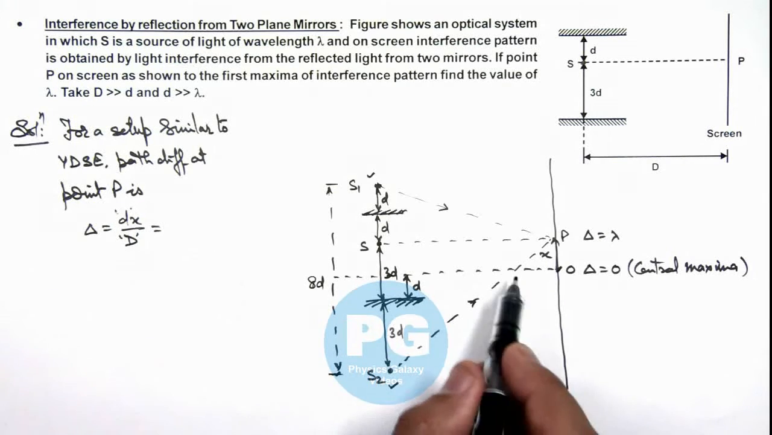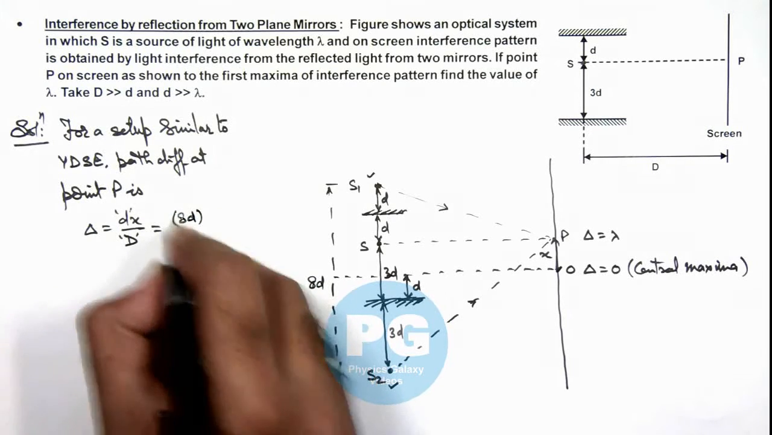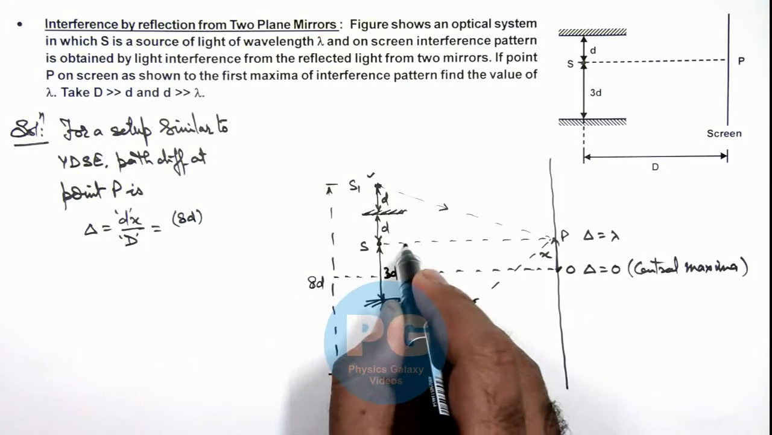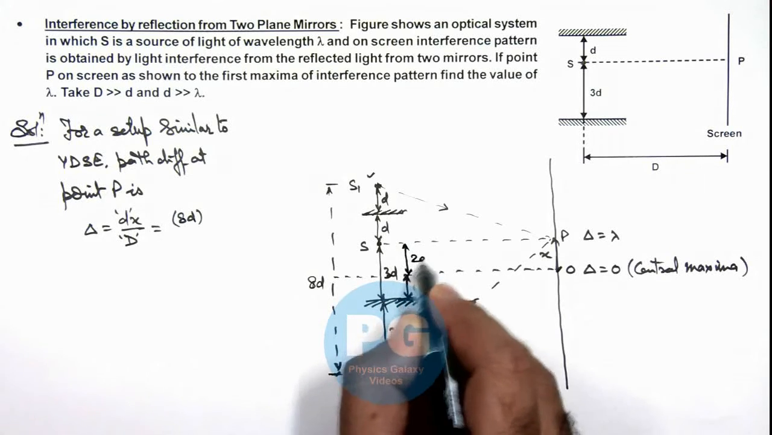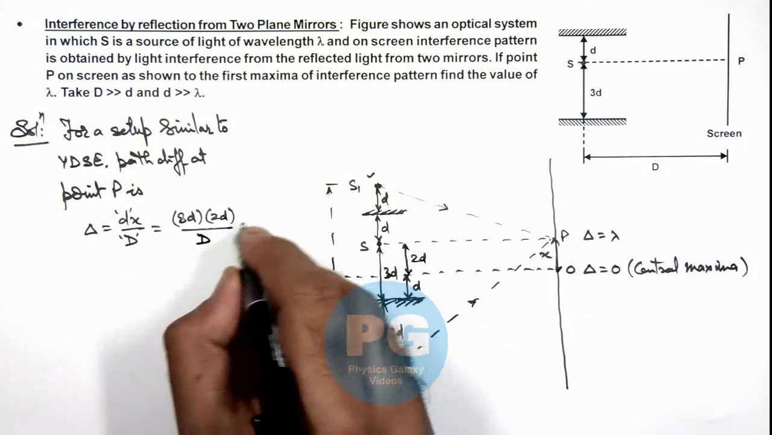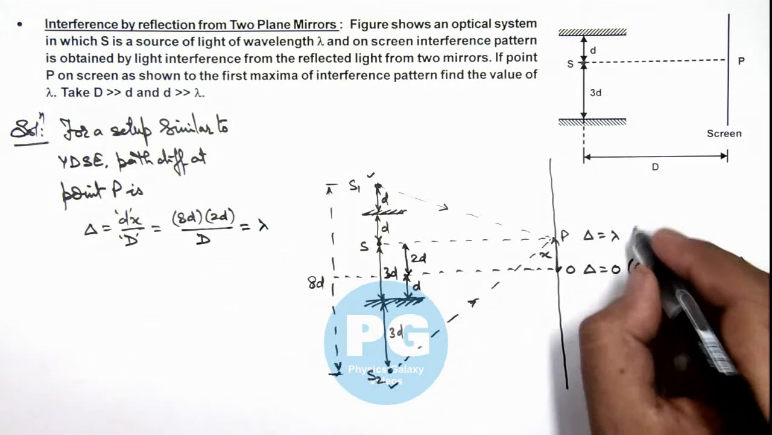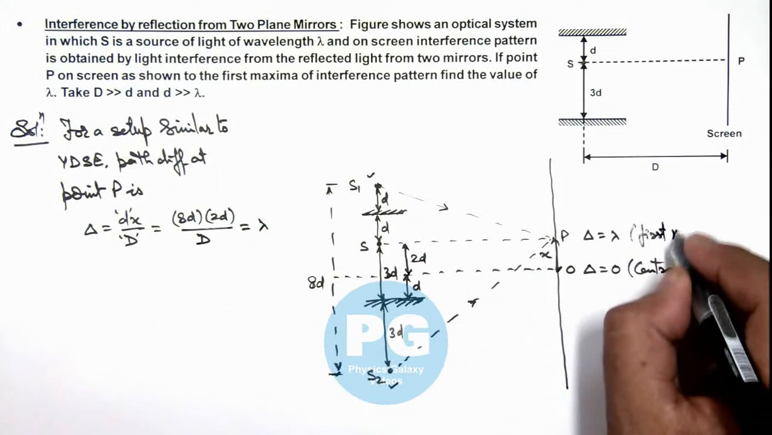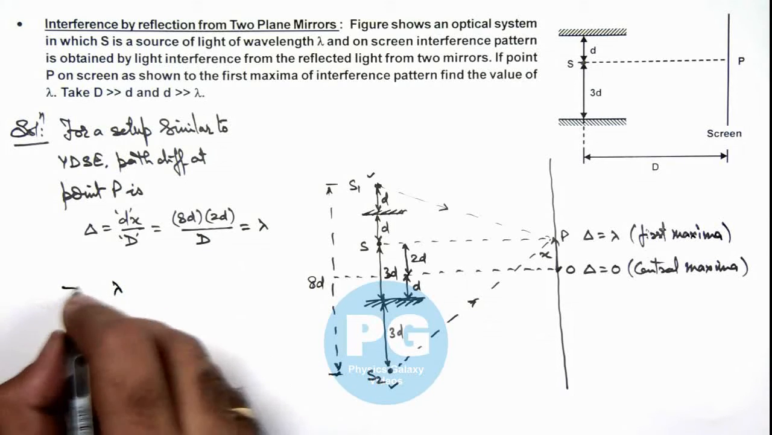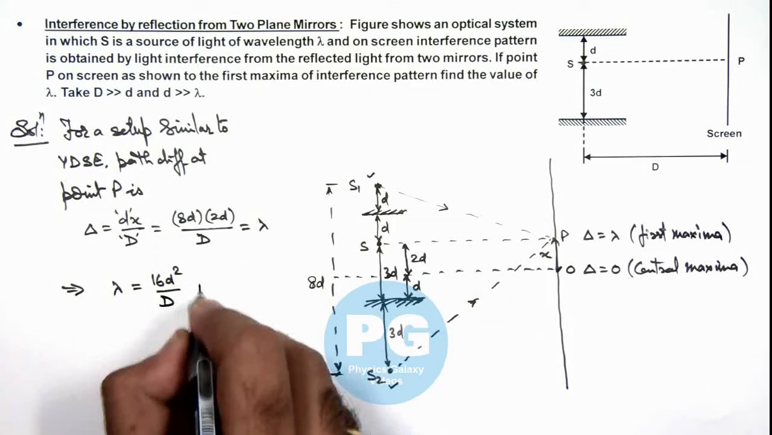YDSE, if we correlate here, small d here will be replaced by 8d and x will be replaced by, if this is d, this distance would be 2d. So x will be replaced by 2d divided by capital D. And this path difference should be equal to lambda, because this is the first maxima from a screen center. Now in this situation, the value of lambda we are getting is 16d square by capital D. That is the result of this problem.